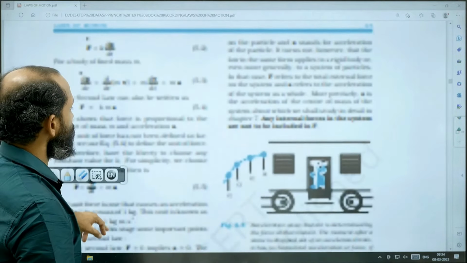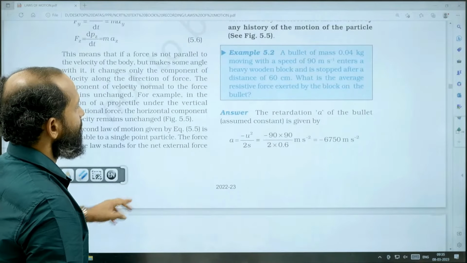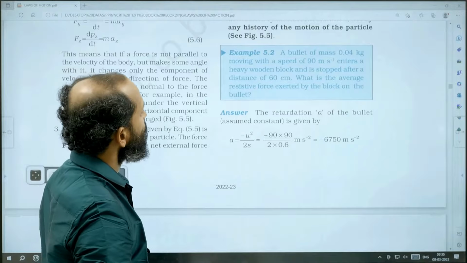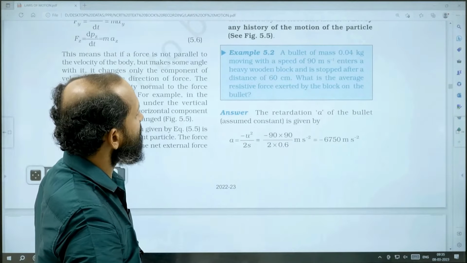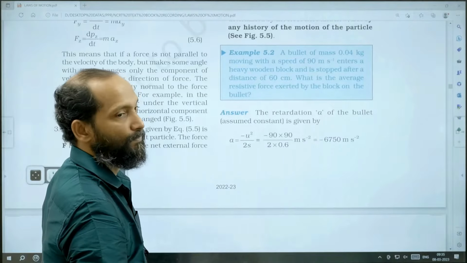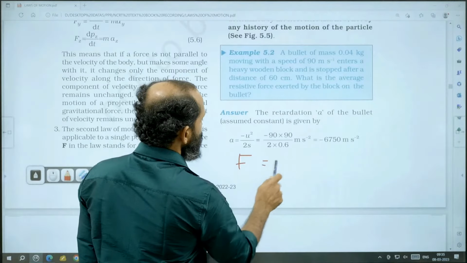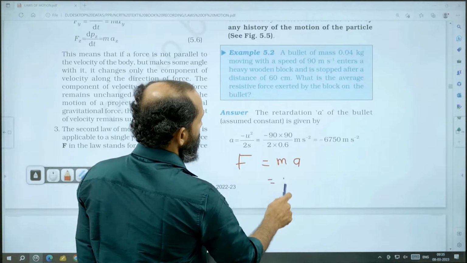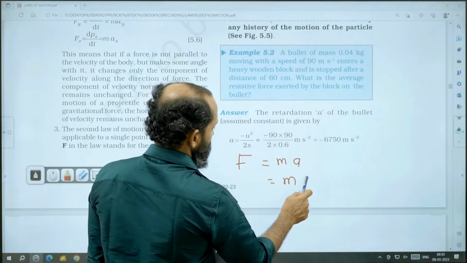Newton's second law, Newton's third law, all these are important applications. A bullet of mass 0.04 kilogram moving with the given speed is stopped after 60 centimeter. What is the resistive force? Only the direct formula, F is equal to ma. M is the mass of the bullet, a is the acceleration.